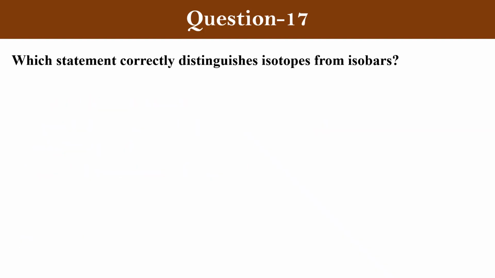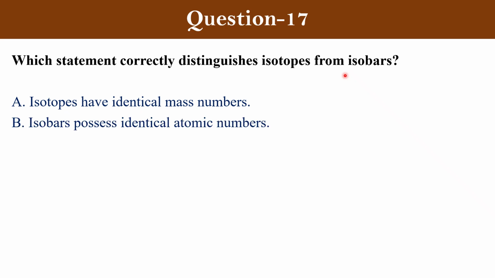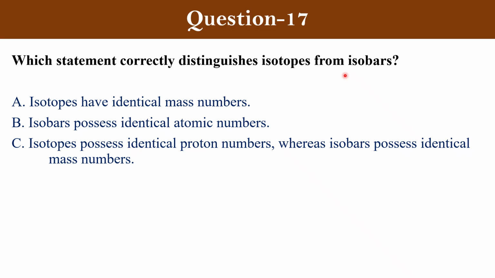Question number 17. Which statement correctly distinguishes isotopes from isobars? Option A, isotopes have identical mass number. Option B, isobars possess identical atomic number. Option C, isotopes possess identical proton number, whereas isobars possess identical mass number. Option D, both have identical neutron number. Which is the correct answer? The correct answer is option C.